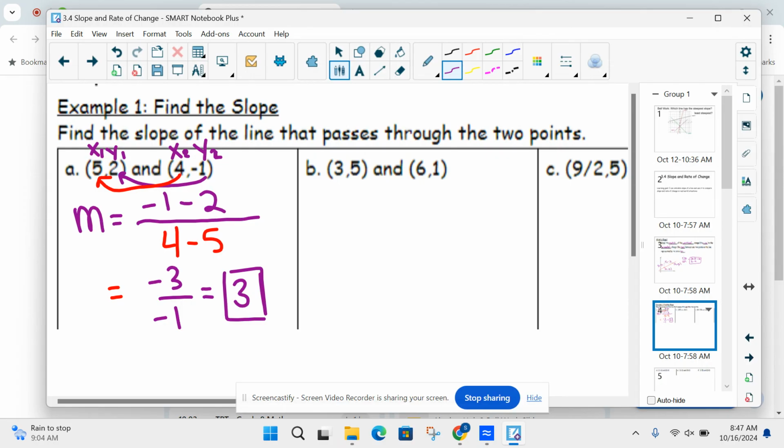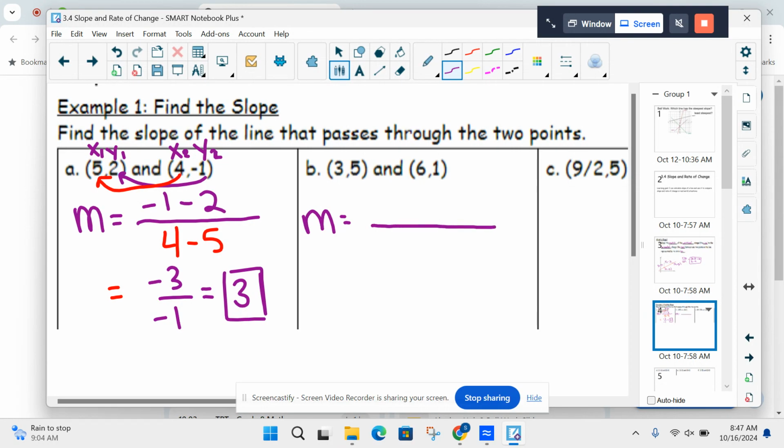Okay, let's try part B. So m equals fraction bar. So we'll do y2 minus y1, 1 minus 5, over x2 minus x1, 6 minus 3.